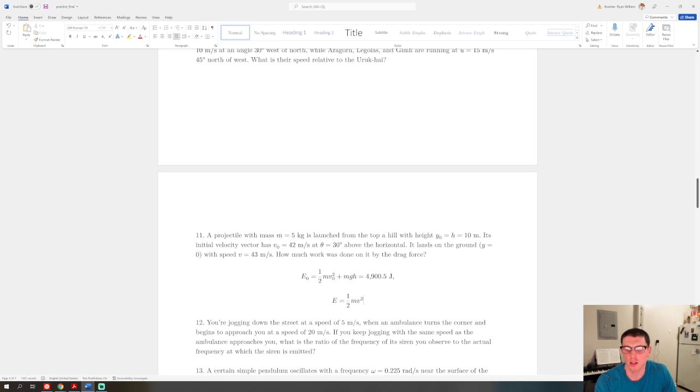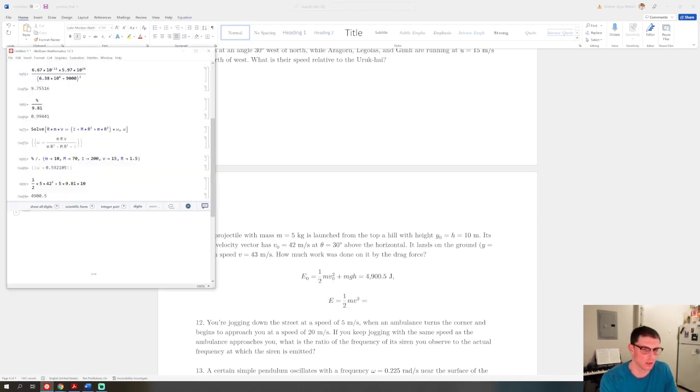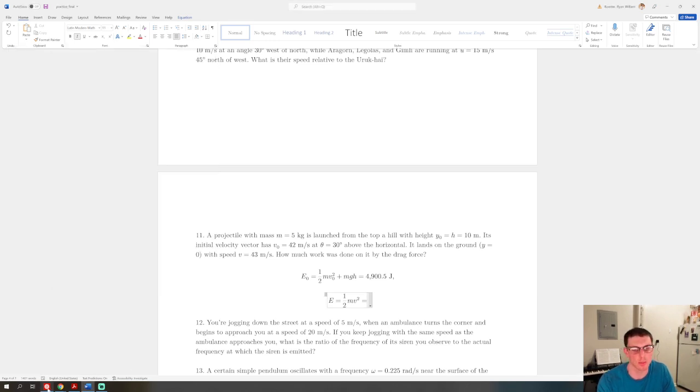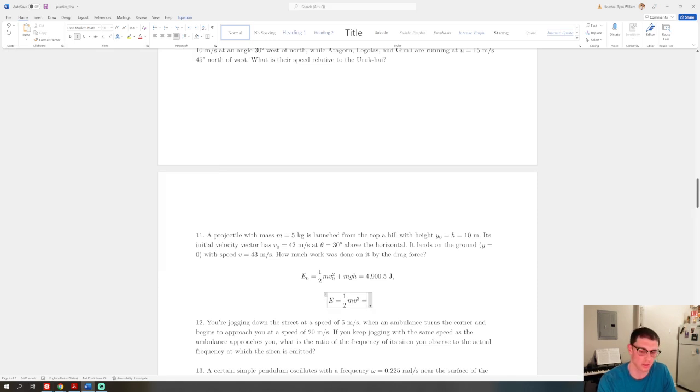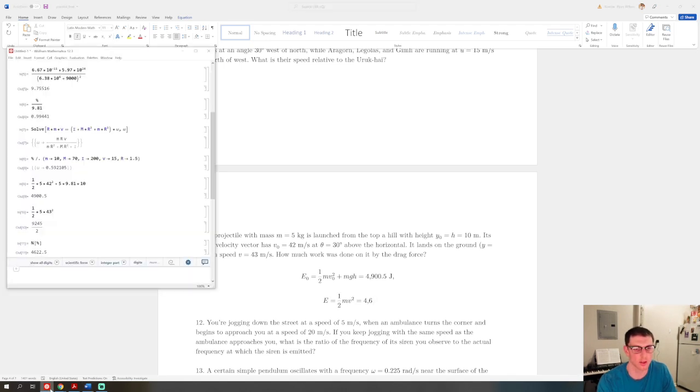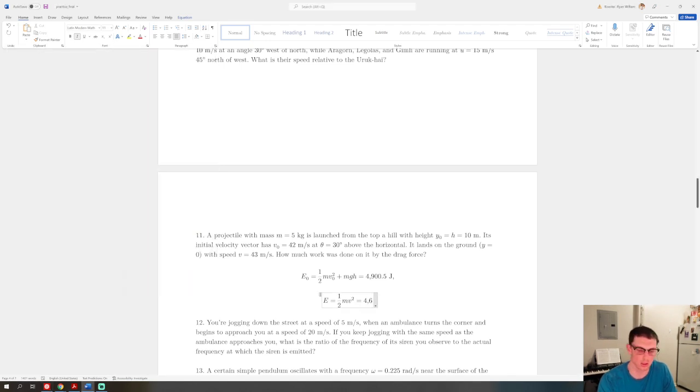And then we get a number for this. 1/2 times 5 times 43 squared. And we see that it is losing energy, right? Because this number is 4,622.5 joules. What did I say? Wow, I'm losing my mind. 4,622.5. Okay, 22.5 joules.